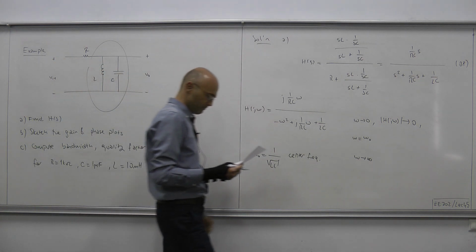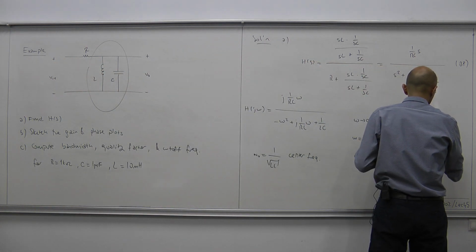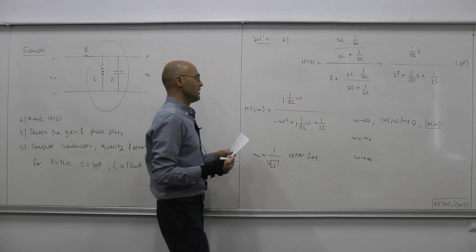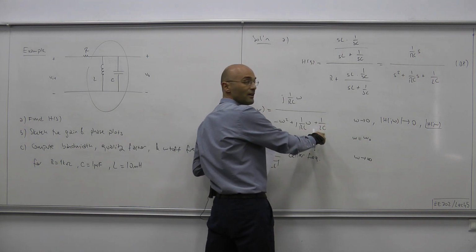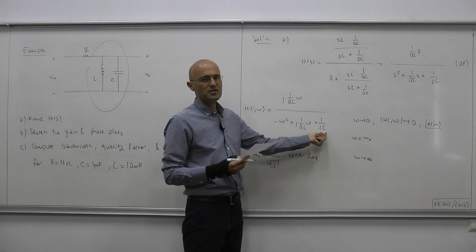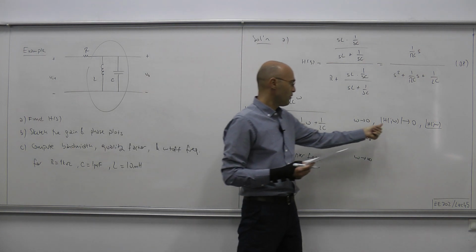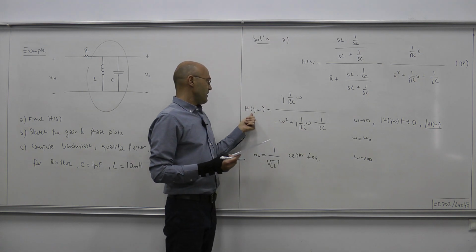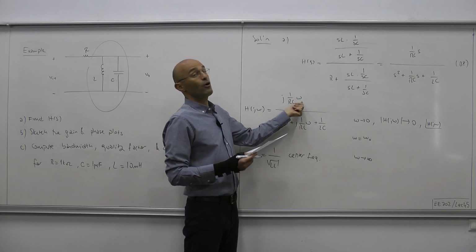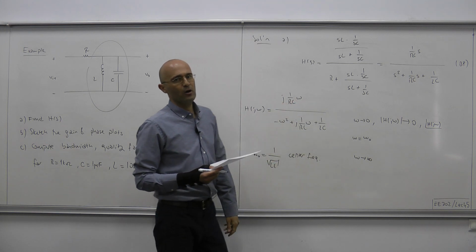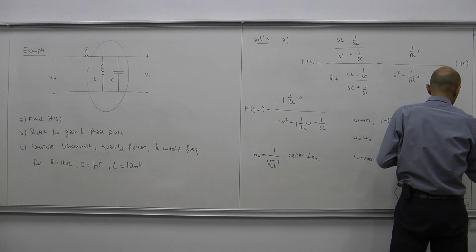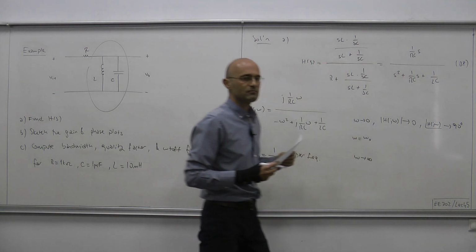How about the phase? Again, for omega small, we have 1 over LC as the denominator, which dominates the denominator, the phase of which is 0. Therefore at low frequencies the phase of H(omega) equals the phase of the numerator, and the phase of the numerator at all frequencies is pi over 2 radians or 90 degrees. Therefore at low frequencies the phase of H(omega) is around 90 degrees.